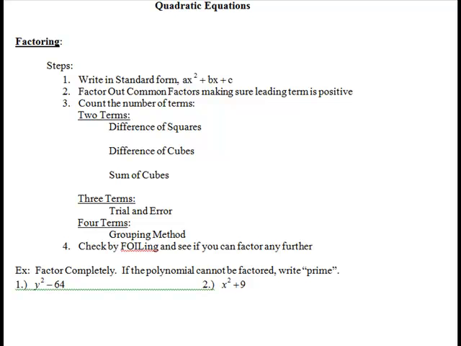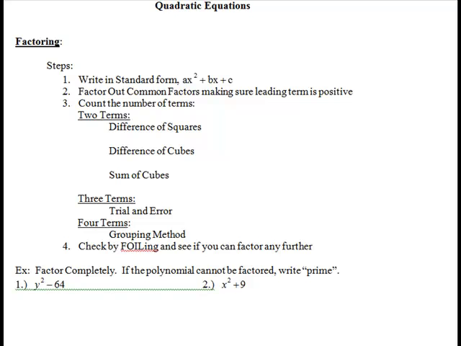Also making sure that the leading term is positive at this point. We always begin with these first two steps. After that, we basically count the number of terms, see what type of polynomial we're working with. If there are two terms or a binomial, we want to see if we can factor using one of these three methods: difference of squares, difference of cubes, or sum of cubes.